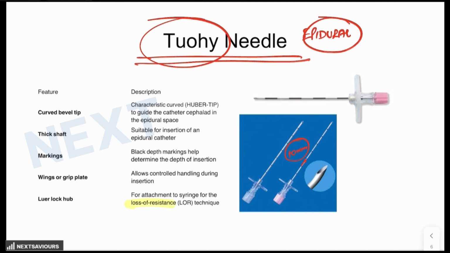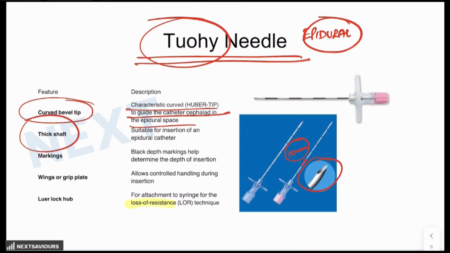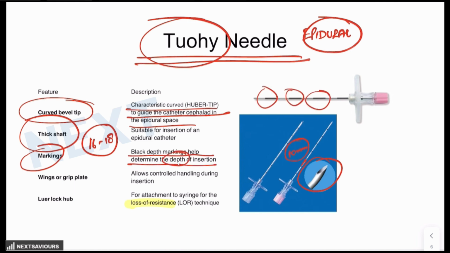So what are the important points that you should know? First is the curved bevel tip, the characteristic curved Huber tip to guide the catheter cephalad in the epidural space. Thicker shaft: majority of the time, the ones used in epidural anesthesia are the 16 and 18 gauges. Markings: the black depth markings, which help in determining the depth of insertion. Now this is all we were talking about; it is 10 millimeter in length. Then wings, the gray plate, which allows controlled handling during insertion, and the Huber lock hub for the attachment of the syringe for the loss of resistance, that is the LOR technique. So this is how you will identify the epidural needle.